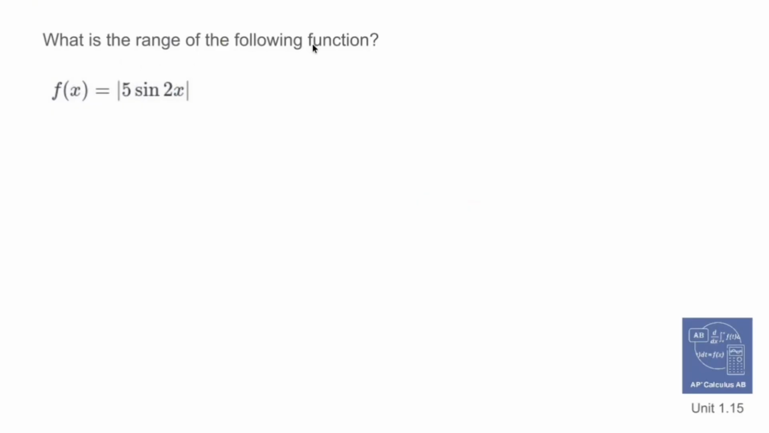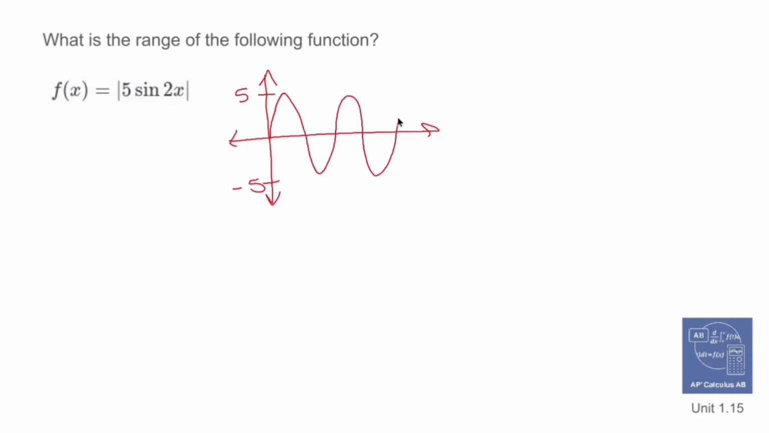What is the range of the following function? You have f of x equals the absolute value of 5 sine 2x. All right, well, I only care about the range. Now, this is me graphing regular 5 sine 2x. 5 is the amplitude, goes up to 5, goes down to negative 5. Sine of 2x gives me a period of pi, so it kind of squeezes things in. Not that it matters, but it's going to look like that, like that, like that.